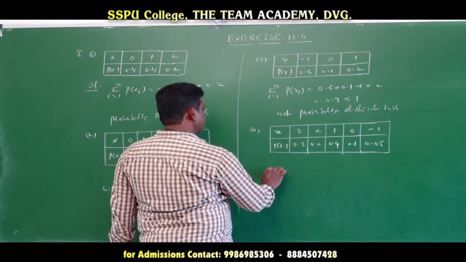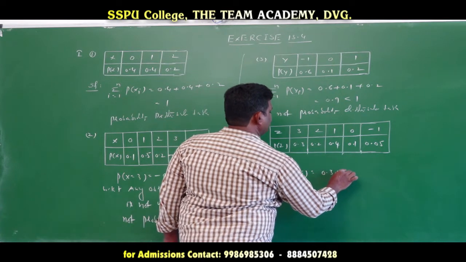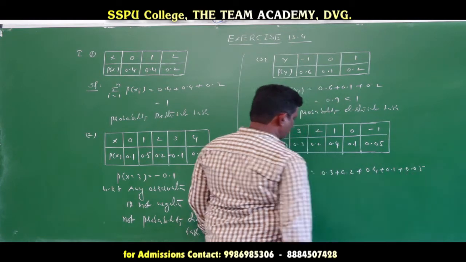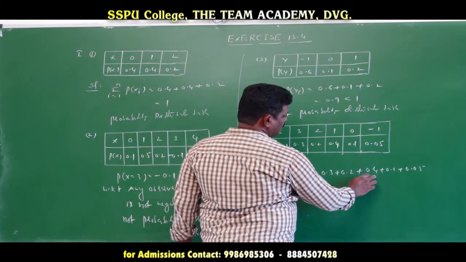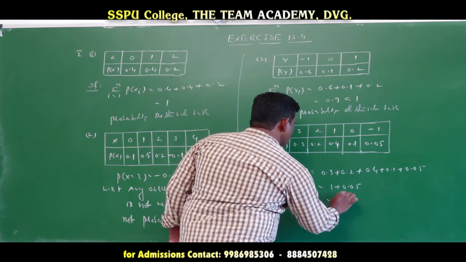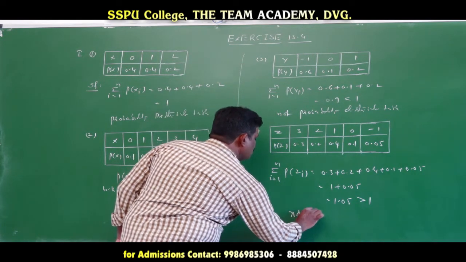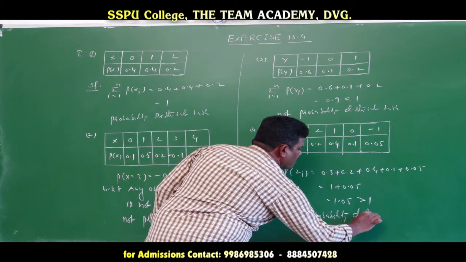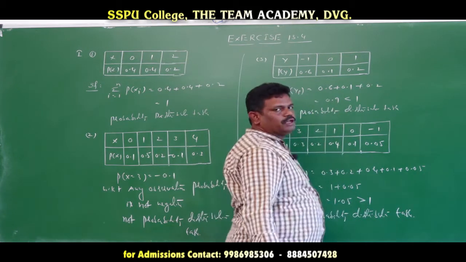Now for this one we verify all are positive. Again we find the sum of probability of zi, which is 0.3, 0.2, 0.4, 0.1, 0.05. The sum of the first four is 1, and 1 plus 0.05 is 1.05. This value is greater than 1, so this is also not a probability distribution table.